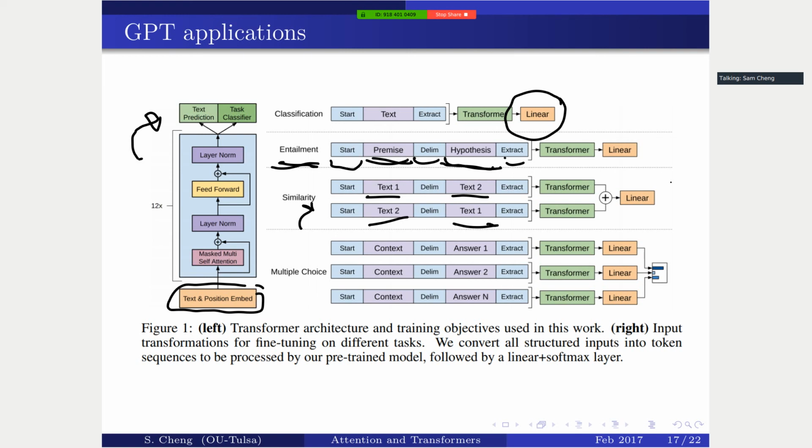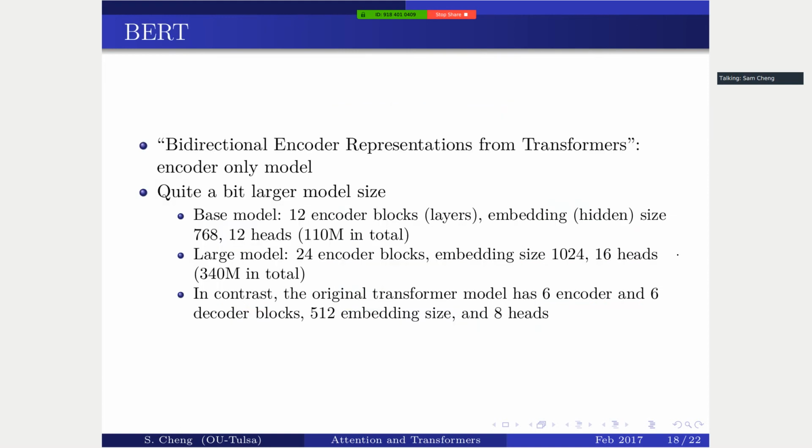And you can even do multiple choice Q&A tasks. For example, you have a context, which is a paragraph, and then a question. Then you have several answers that you can pick, and you put in the answers here, and again go through this transformer model, and then go through a linear part, which you train, to see which one has a higher score. The one with the higher score is the correct answer. So this is the GPT model, and that's also the newer GPT model, GPT-2.